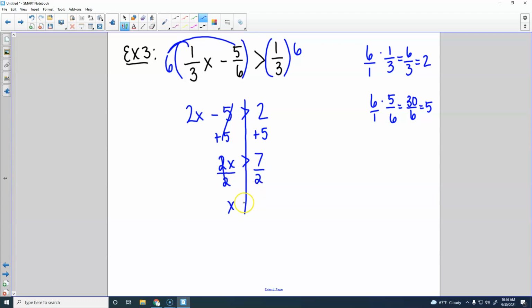You got a couple options here. You can do 3.5, or you could just do 7 halves. Just leave it as a fraction. I will tell you I don't think you're going to get a fraction answer on the activity you're doing today, so it'll be okay. But either one is okay. Sometimes, like, quiz tomorrow is going to be multiple choice, so both of those won't be there. It'll be one or the other.